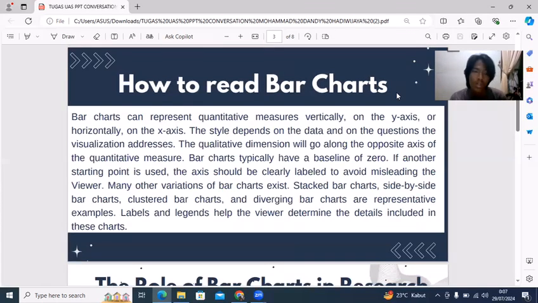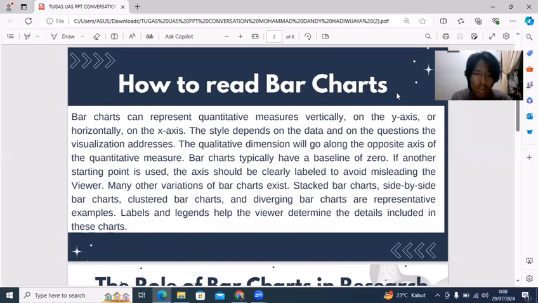How to read bar charts? Bar charts can represent quantitative measures vertically on the y-axis or horizontally on the x-axis. The style depends on the data and on the questions the visualization addresses. The qualitative dimension will go along the opposite axis of the quantitative measure. Bar charts typically have a baseline of 0. If another starting point is used, the axis should be clearly labeled to avoid misleading the viewer.